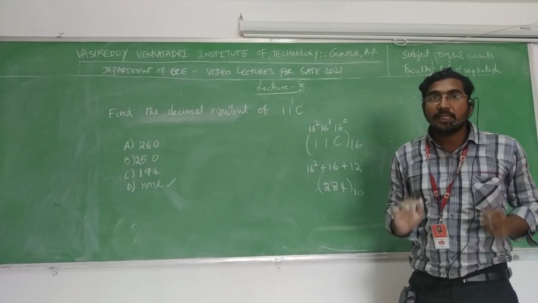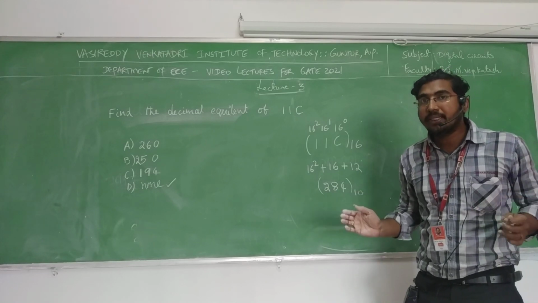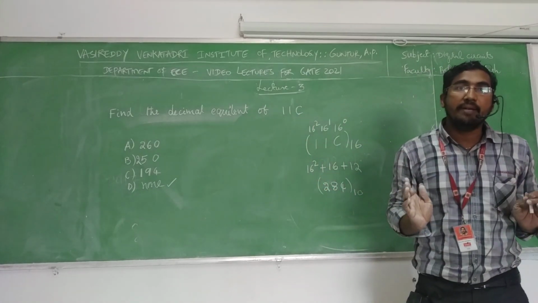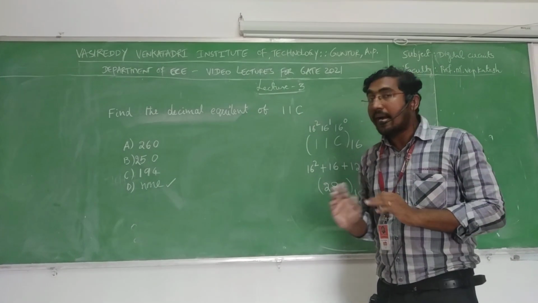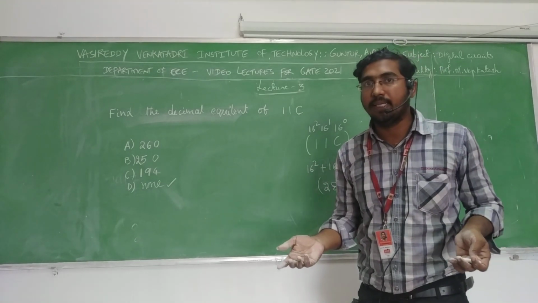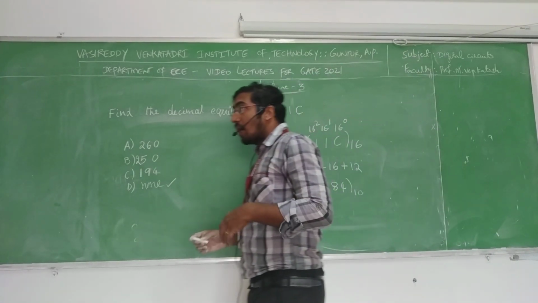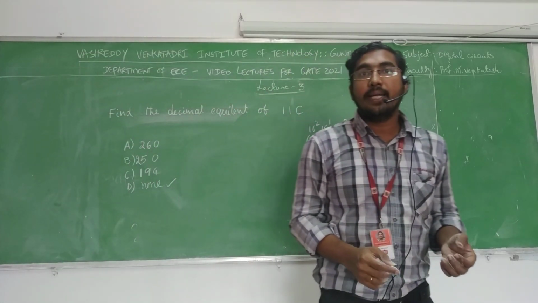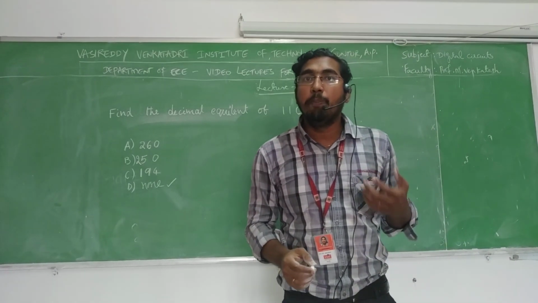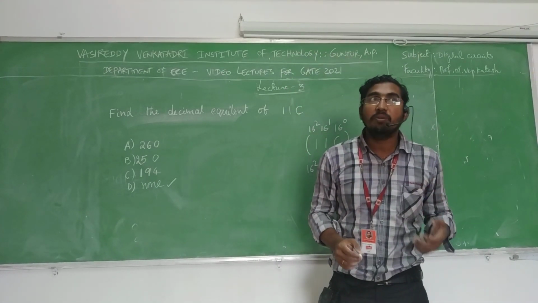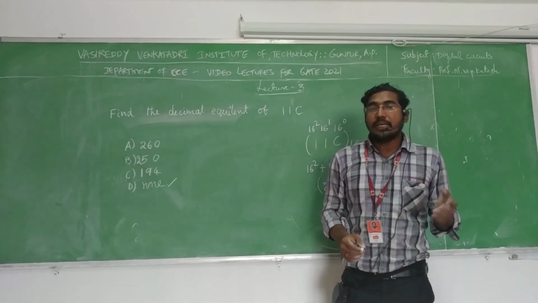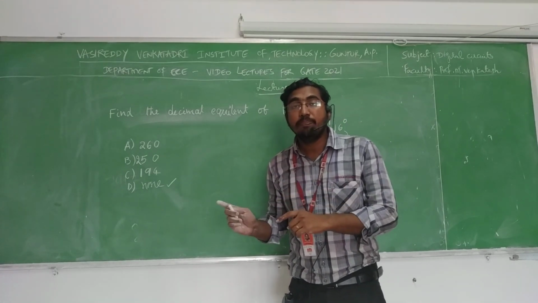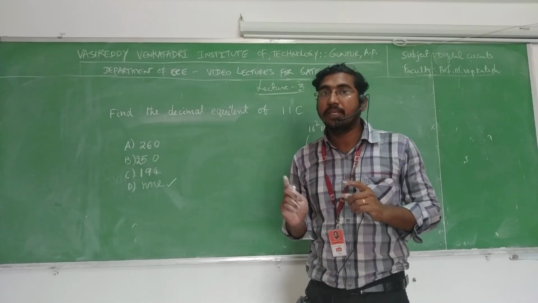In fact, in this question, they haven't mentioned 11C as base 16. They just gave the digits 11C and they didn't mention the base explicitly. Okay, then how can one approach? In my video lecture 1, I explained that there exists a relationship between base and maximum digit value. If you want, you can check video lecture 1.